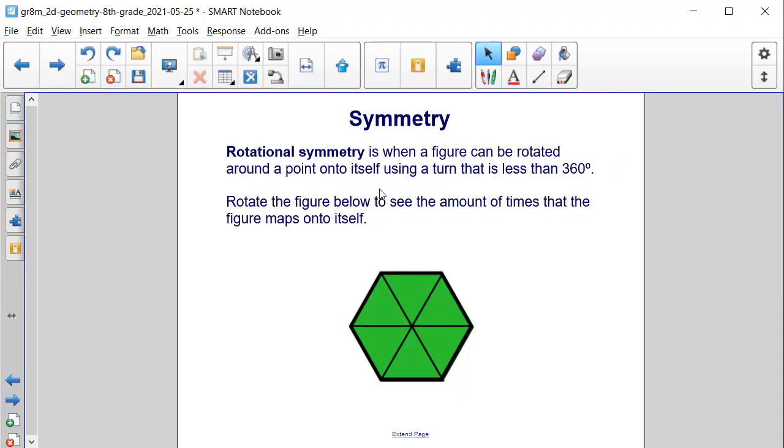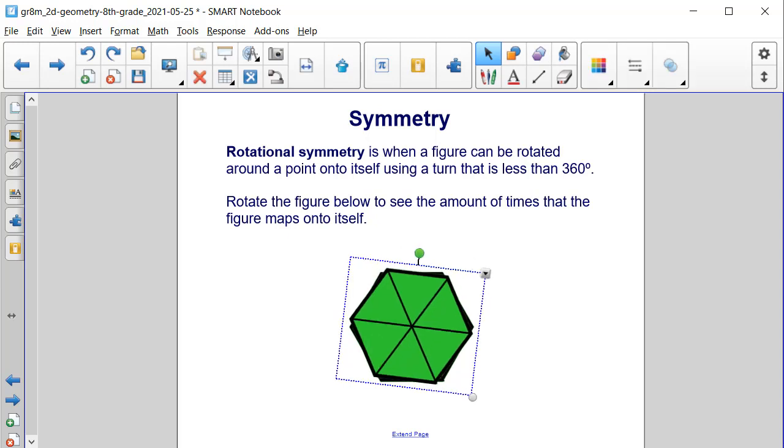Rotational symmetry is when a figure can be rotated around a point onto itself using a turn that is less than 360 degrees. Rotate the figure below to see the amount of times that the figure maps onto itself. So let's actually go through that process.